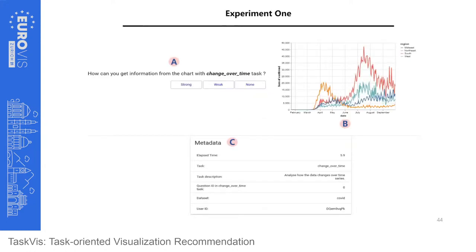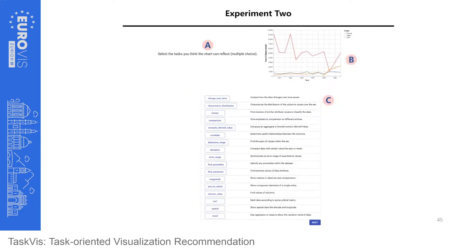We conduct two user studies. In experiment 1, given a chart, we ask the participants, how can you get information from the chart with a specific task? The answer strong means you can get rich information about the task. Weak means although not rich, you can still find some information related to the task. Or none means the chart has nothing to do with the task at all.